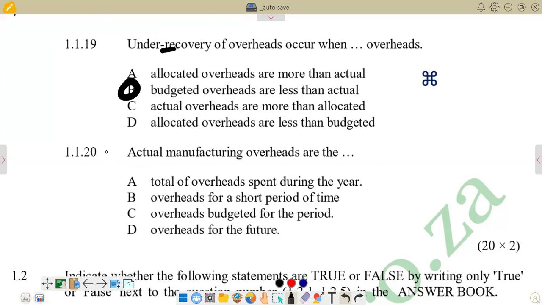Then we go to 1.1.20, which is: actual manufacturing overheads are the A, total overheads spent during the year. B, overheads for a short period of time. C, overheads budgeted for the period. D, overheads for the future. So according to the responses that we have, I will see that A is correct, which is total of overheads spent during the year. Then we go to 1.2.